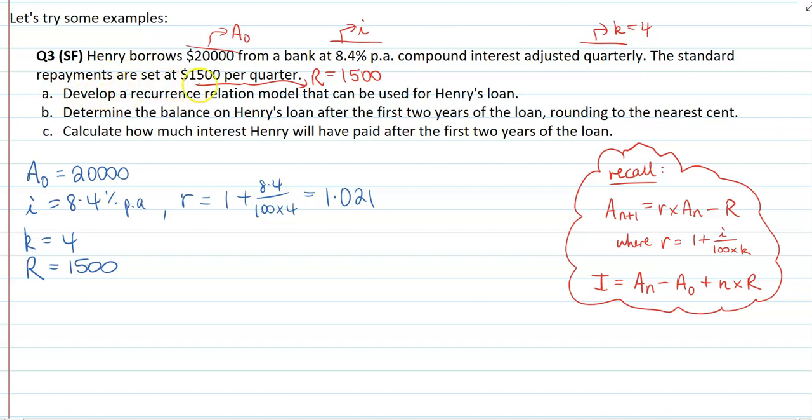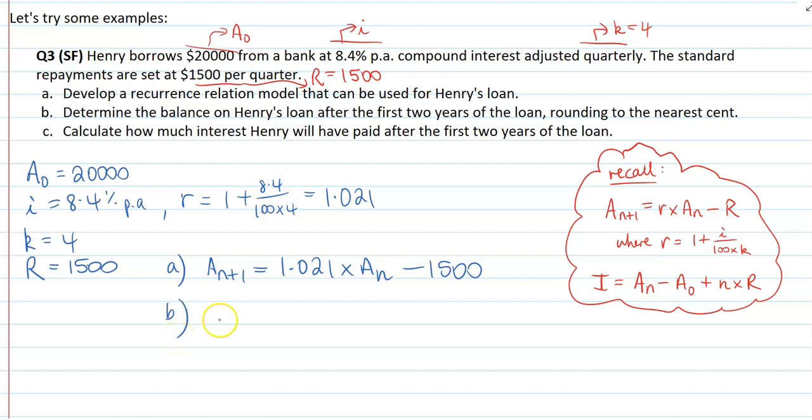Okay, so now that I've processed all the information, let's look at what the question's asking us to do. We want to develop a recurrence relation model that can be used for Henry's loan. We need to determine the balance after the first 2 years of the loan, rounding to the nearest cent, and then finally calculate how much interest Henry will have paid after the first 2 years of that loan. So for part A, our recurrence relation model is going to be A_(n+1) equals 1.021, which is our rate, by A_n, minus our repayments of 1,500.